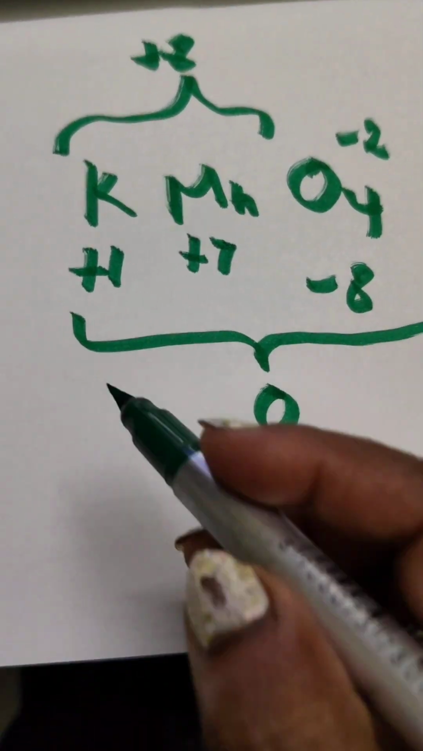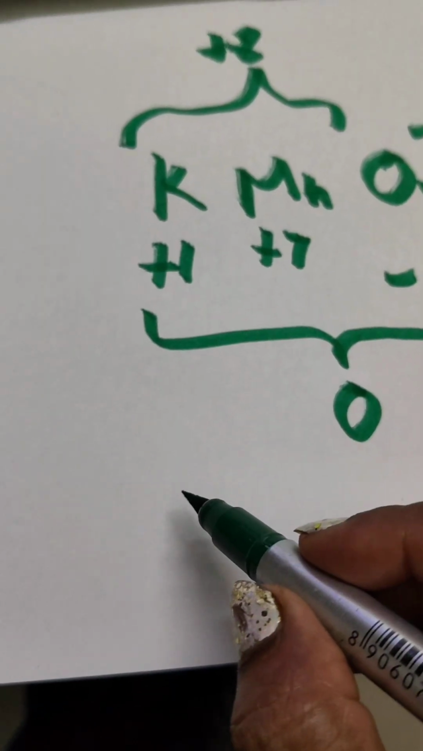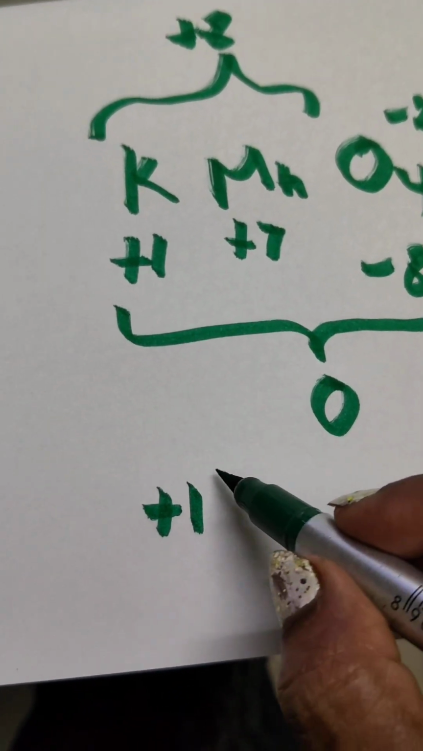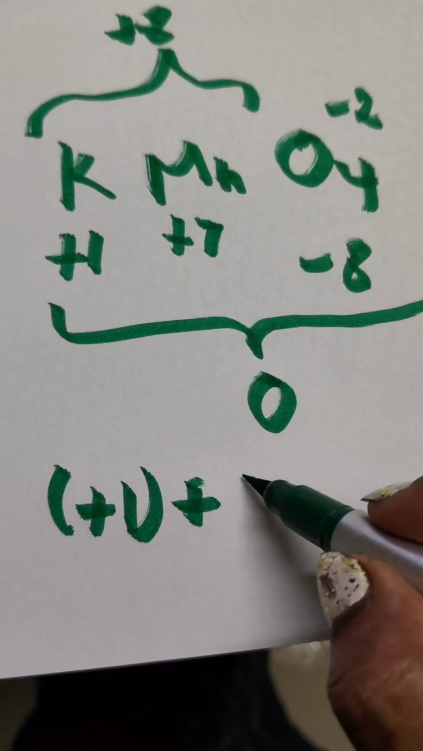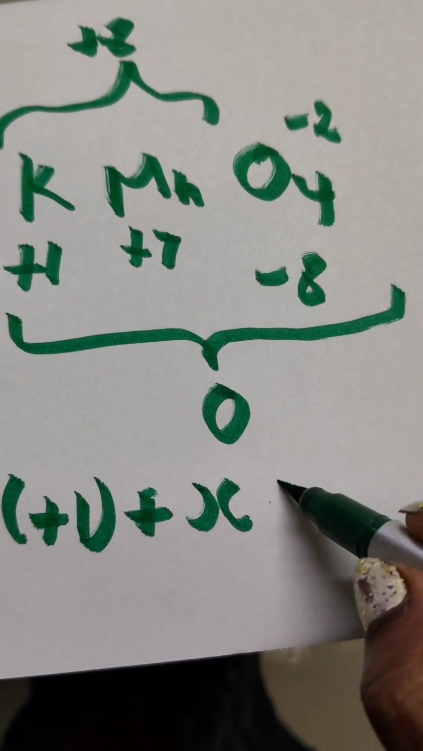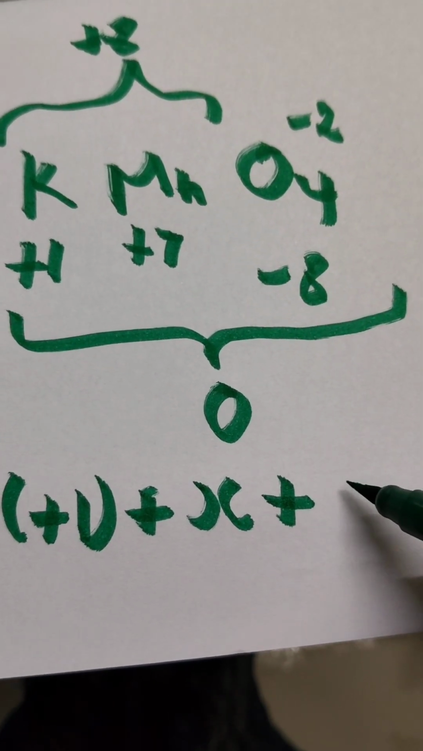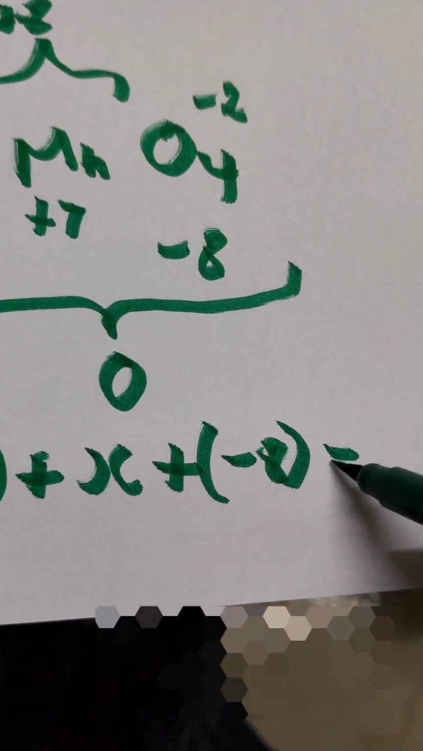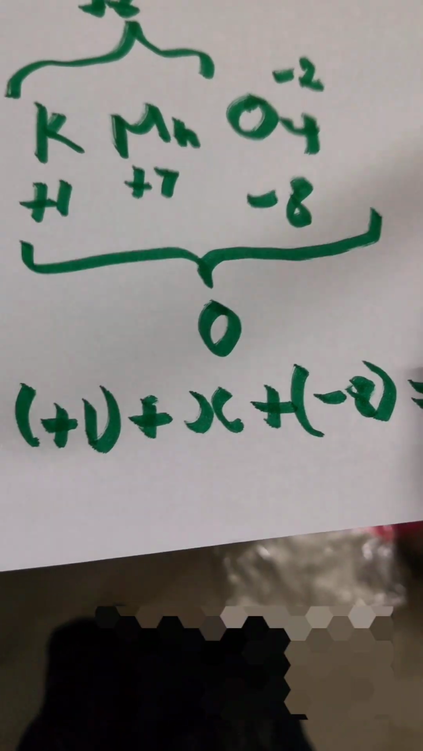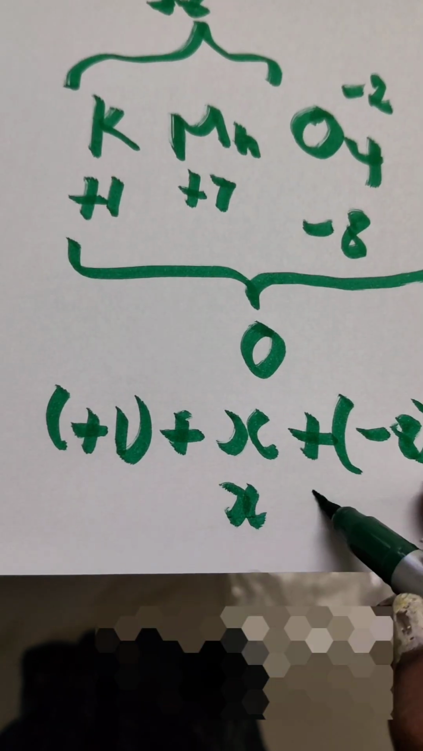Right? You can also calculate like this. K, we know plus 1. So plus 1, right? So this plus what? Manganese, which we need to find, X. And over here plus minus 2 into 4, which is minus 8, right? So we should find this, right? Now take X, which is plus 7.